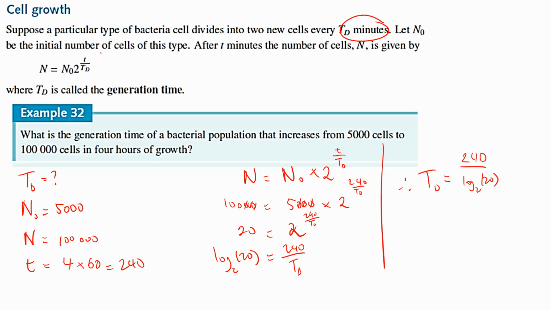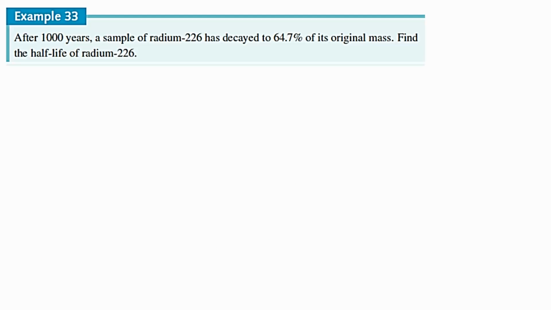Type that in your calculator, and whatever that answer is, that's your growth or generation time for the cells, so 2 cells for every X amount of minutes. Was that easy? Pretty good? Now, next one. This is all in your textbook, by the way. I'm just trying to explain so that you can see what's going on there. Let's try this one here.